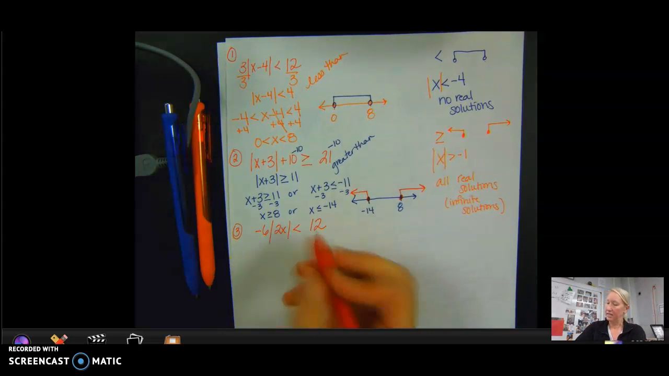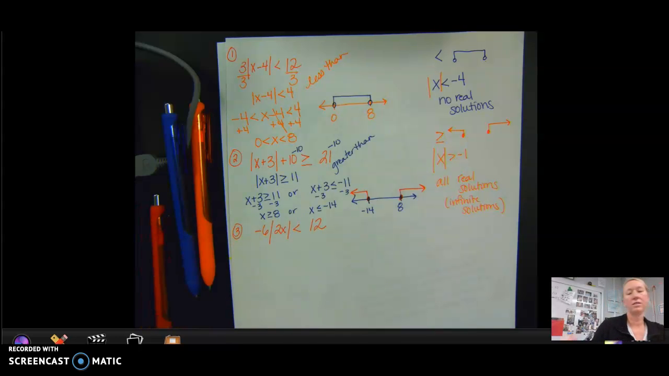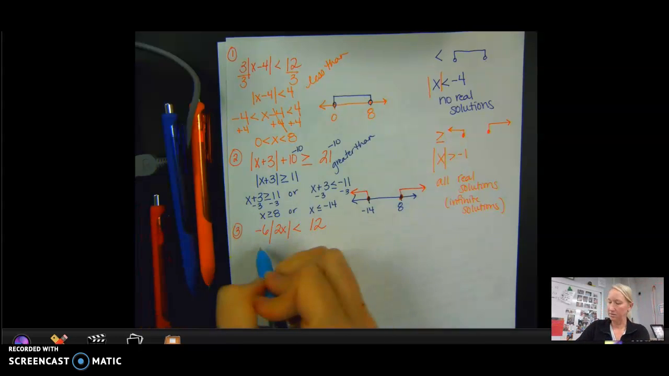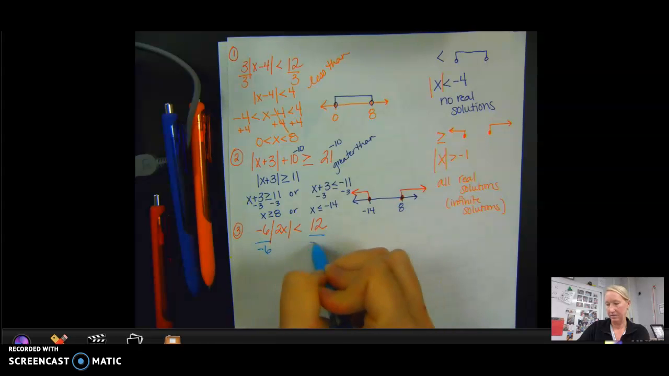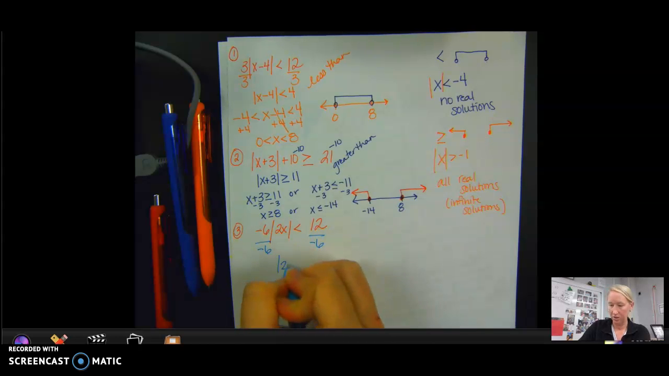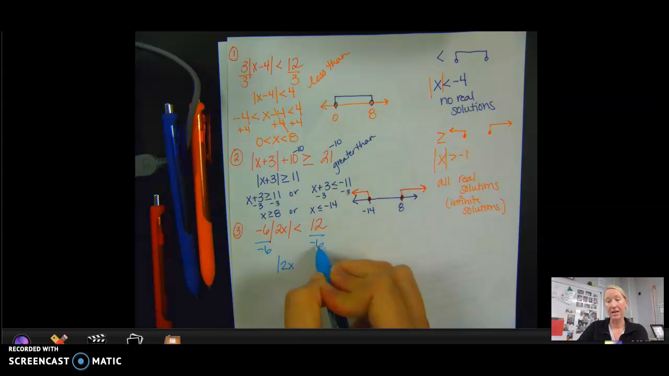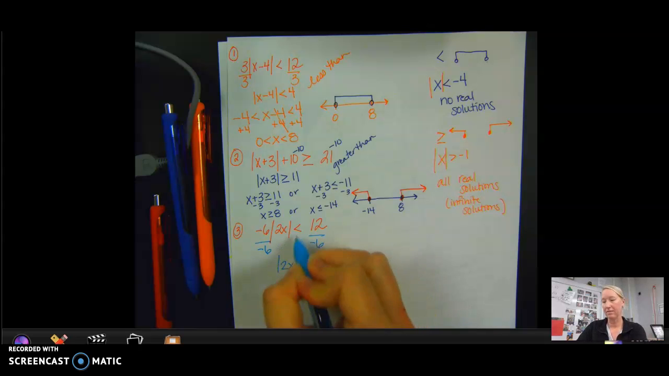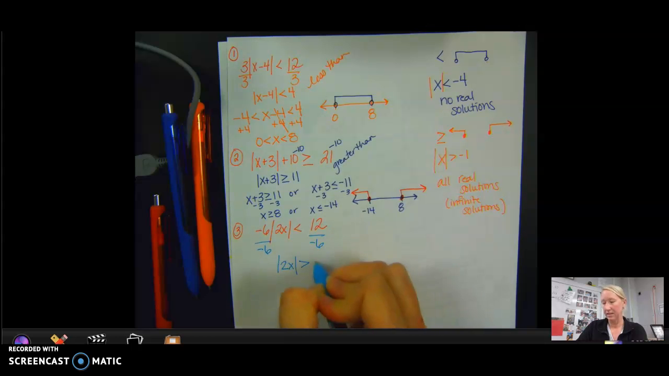Number 3, again, first thing I want to do is I want to get the absolute value completely by itself, so I'm going to divide by negative 6 here, divide by negative 6 here. I'm left with absolute value of 2x. I divided by a negative. Remember your inequality rules. If you divide or multiply by a negative, you have to flip the sign. So this becomes a greater than, and that is negative 2.